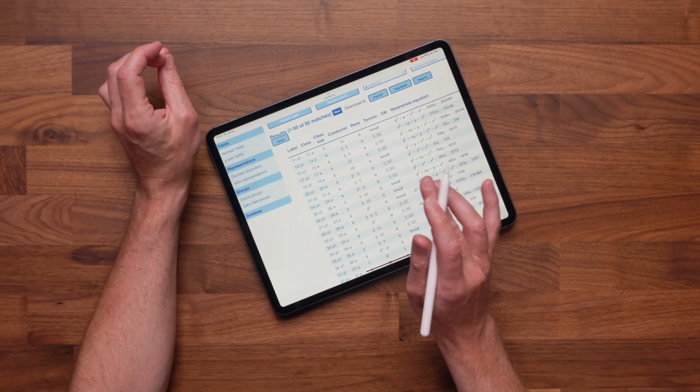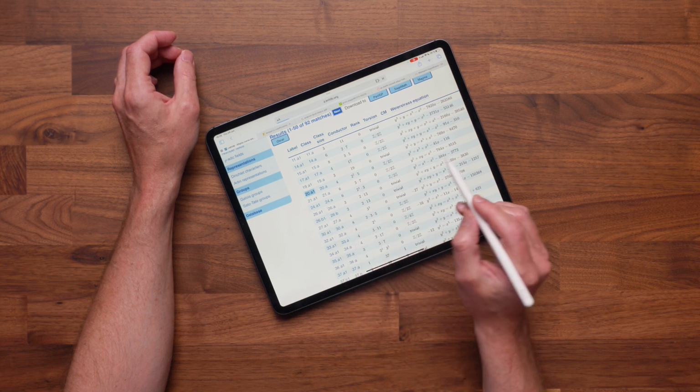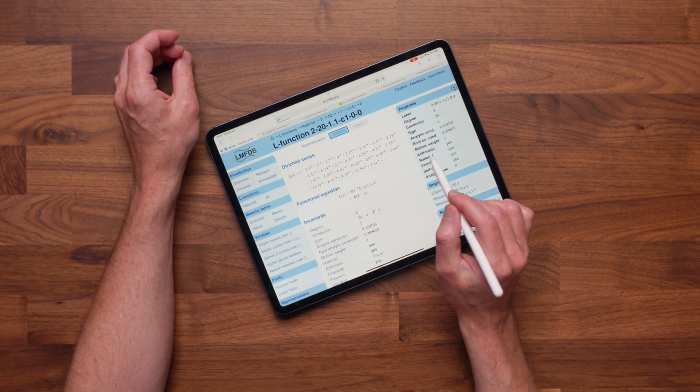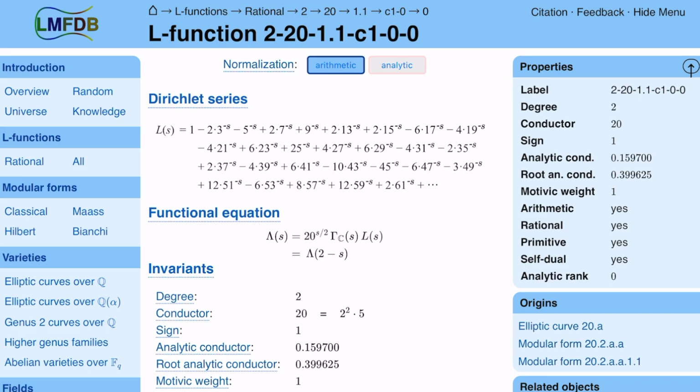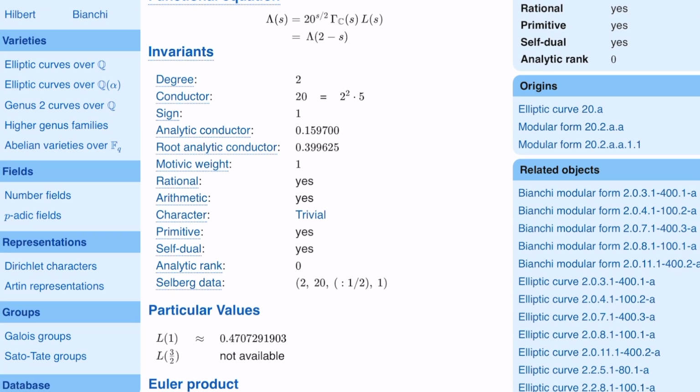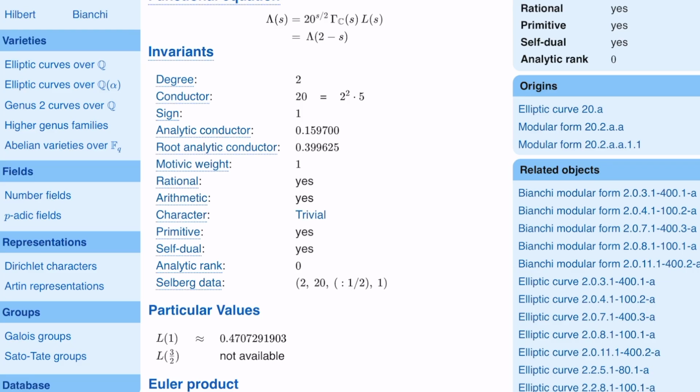Now, if you click on an elliptic curve that you like, say 20.A1, and go to its L function, in the right-hand menu, you will find lots of information. First, the Dirichlet series, sort of the L function itself, then the functional equation, and then a list of invariants, including some of the things that I called properties. For this specific L function, the conductor is 20. We knew that from the label. The degree is 2, and we could see that from the Euler factors further down on the same page.